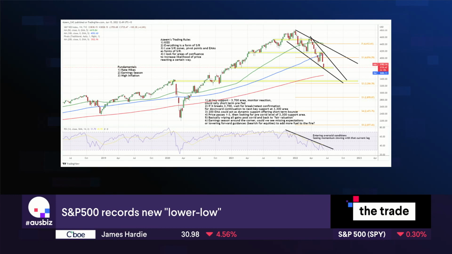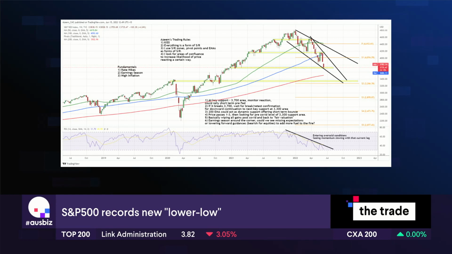So I've got pivot points here, which again is another form of support and resistance. We've got the trend lines, we've got the EMAs, and we've got the supply zone. So if we see the break of this 3,700 level, we could potentially be seeing the next bottom around that 3,300. So again, that's what we're looking for.